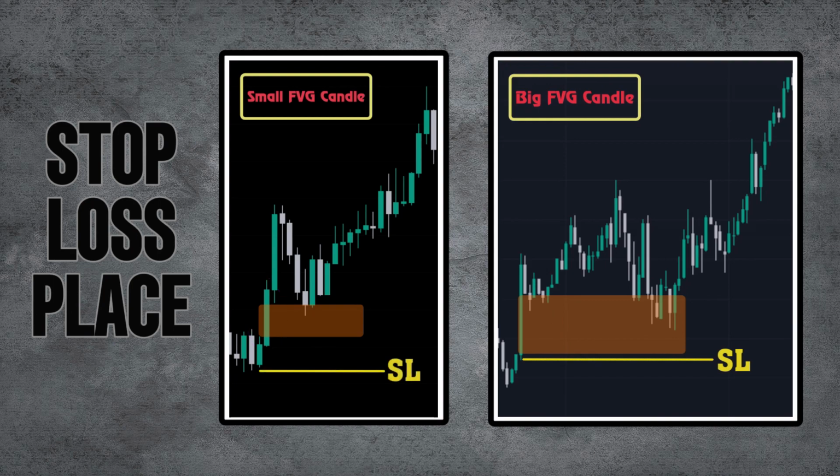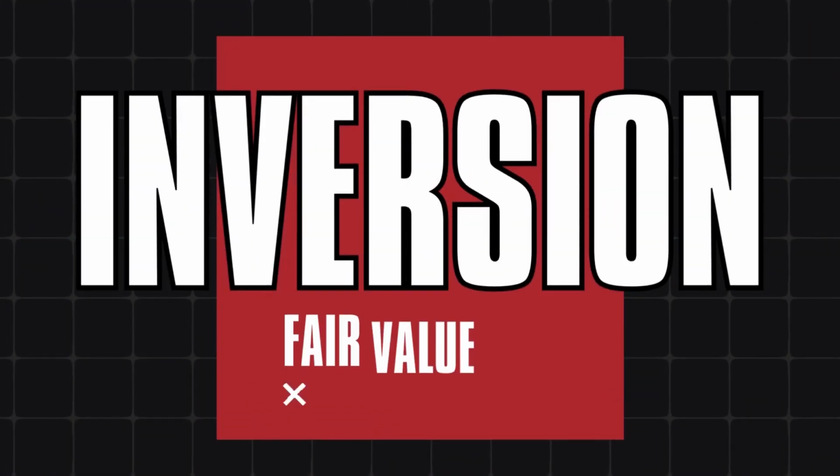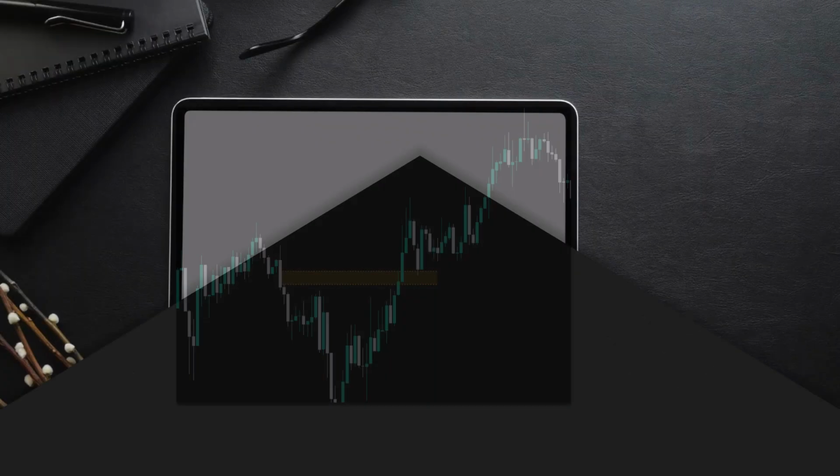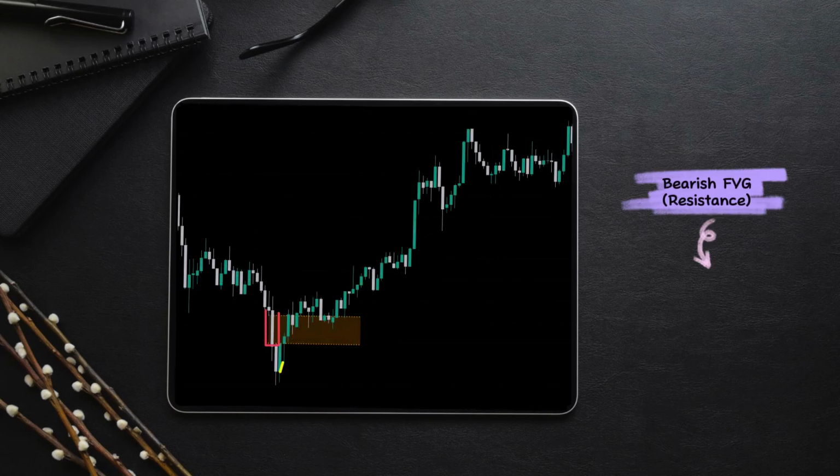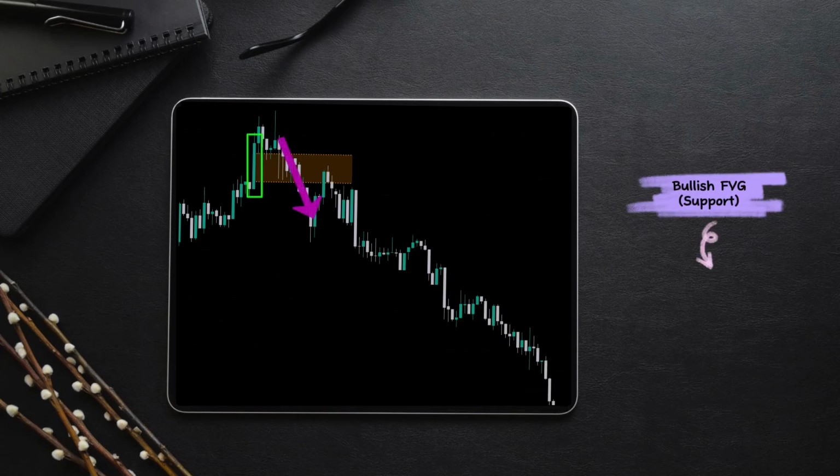Fair value gaps can also turn into inversion fair value gaps. Occasionally, the market decides to disregard a fair value gap and continues its movement. When this happens, the fair value gap transforms into an inversion fair value gap. An inversion FVG behaves just like a regular FVG, but with a twist. A bearish FVG can become a bullish inversion fair value gap, acting as a support level that pushes the market higher. On the flip side, a bullish FVG can morph into a bearish inversion fair value gap, acting as resistance when the market pulls back.